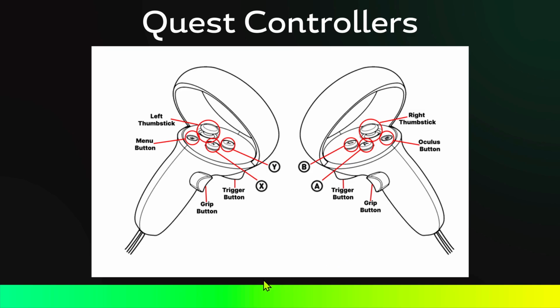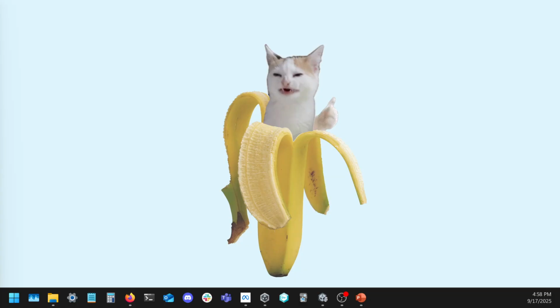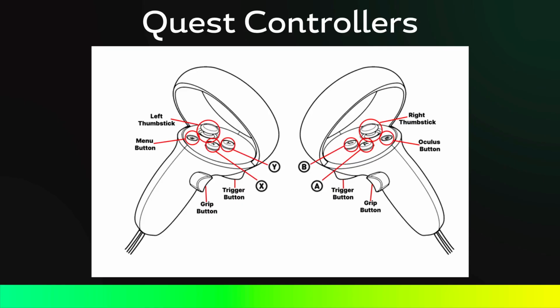The face buttons are labeled A, B, X, and Y. These buttons have different uses across different VR applications. In this specific demo project that we're going to be using today, they don't have any uses at all, so you're not going to have to worry about them today. But in other experiences, they may be used for various things.